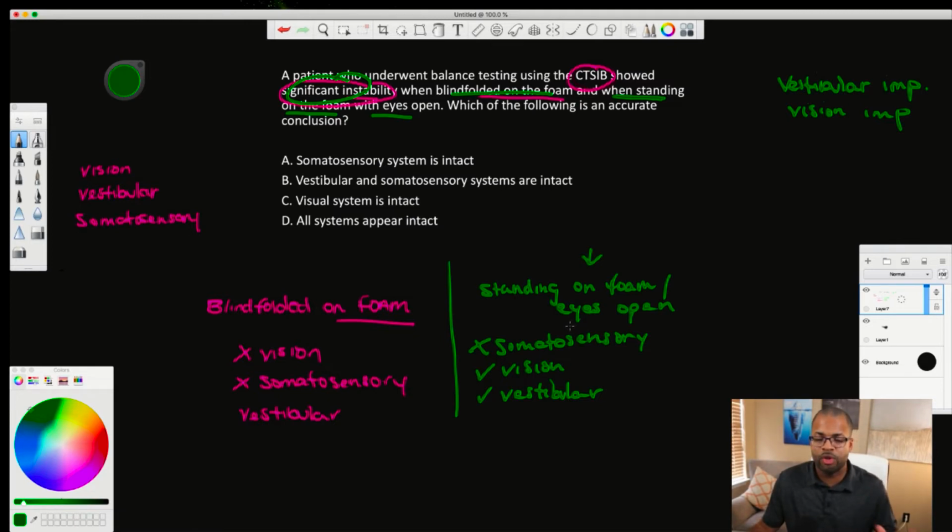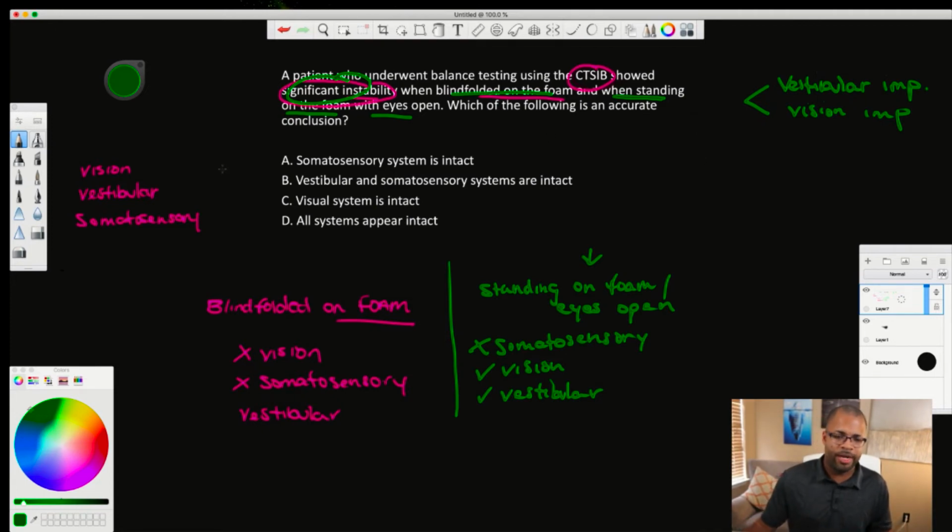They were standing on the foam, which took away the somatosensory system. That means I'm testing what? I'm testing the eyes and potentially testing the vestibular system. But again, it's not major vestibular system. It's going to be primarily the eyes getting tested in this situation. All right. And so if I'm testing the eyes and the patient's still swaying a lot, there's a lot of instability, then that must mean that the eyes are not good. The eyes are impaired and there's a problem. So bottom line, what do I know for certain? What are my conclusions? That the patient has an impaired vestibular and an impaired visual system.